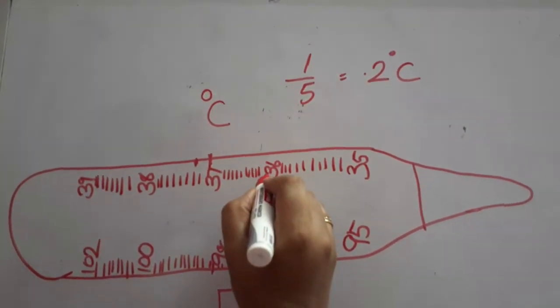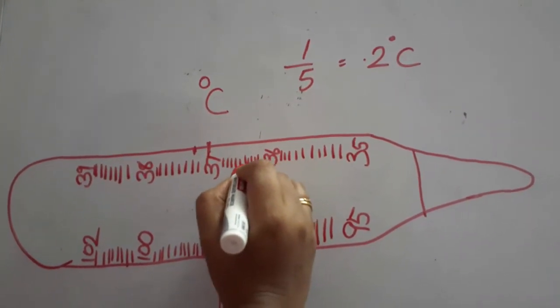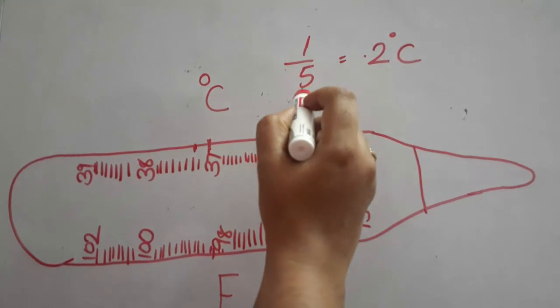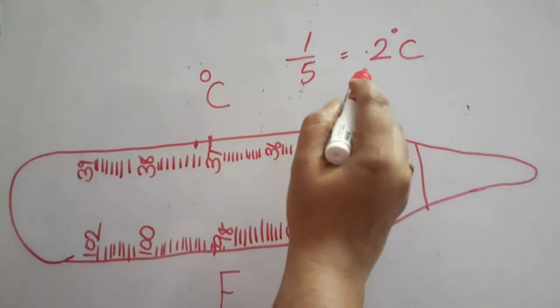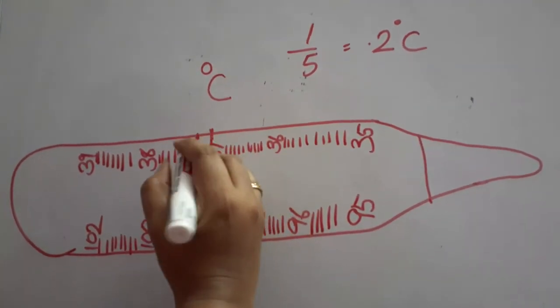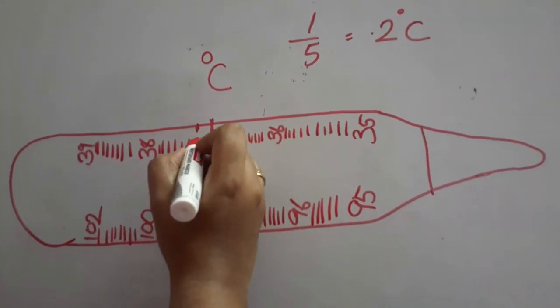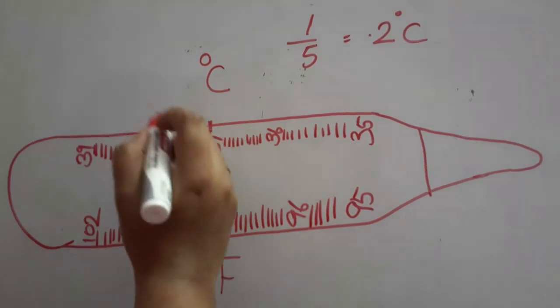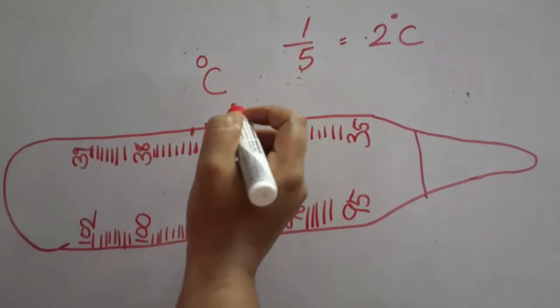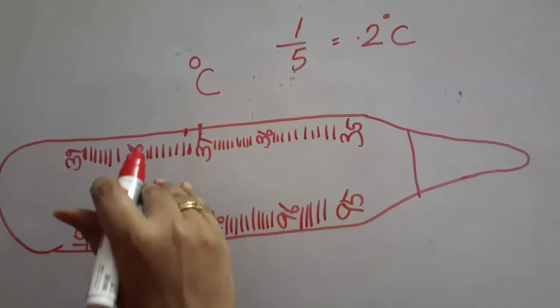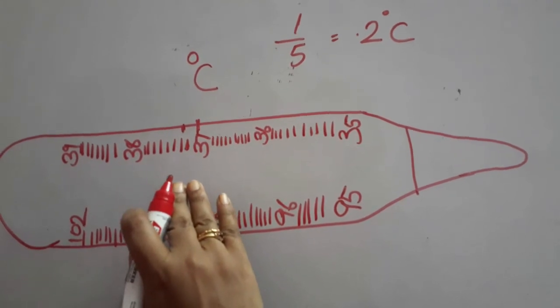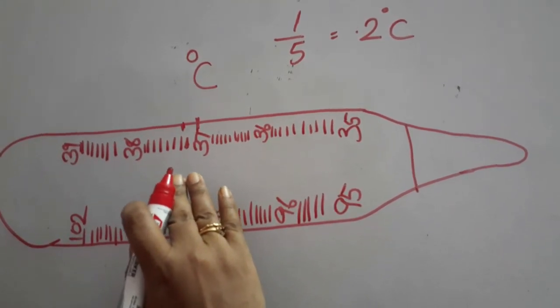So this one is the 35. One mark is 1/5, that is 0.2 degrees Celsius. Like that you can mark it. If it is 37.1, the next will be 37.2. Like that you can calculate. Okay, so this is the thermometer. This is the clinical thermometer which we commonly use at home and in hospitals.